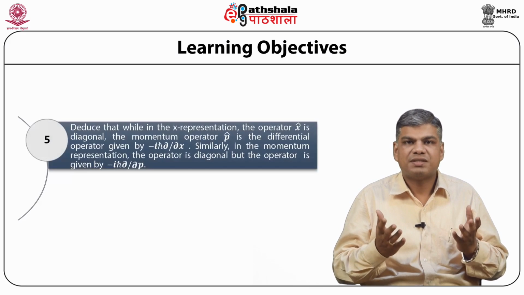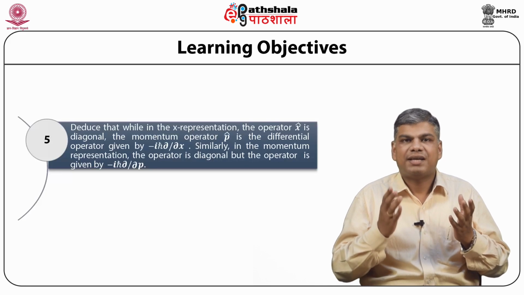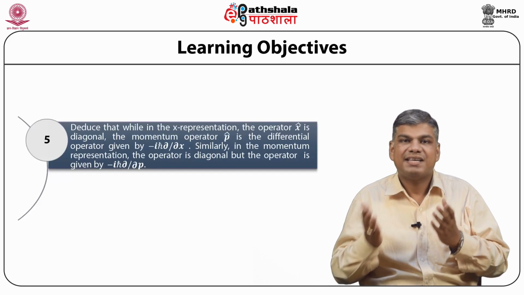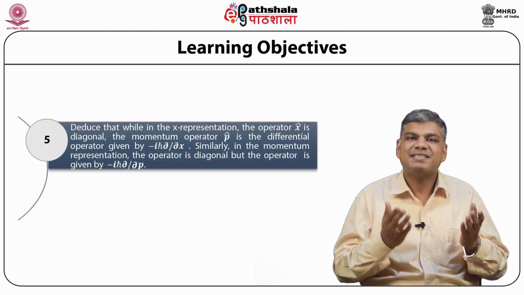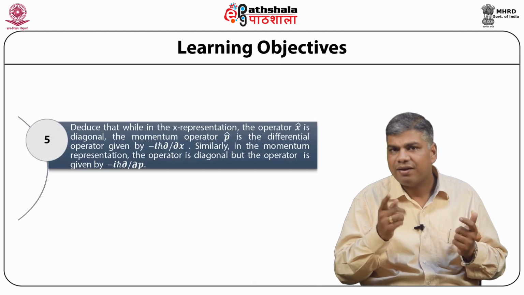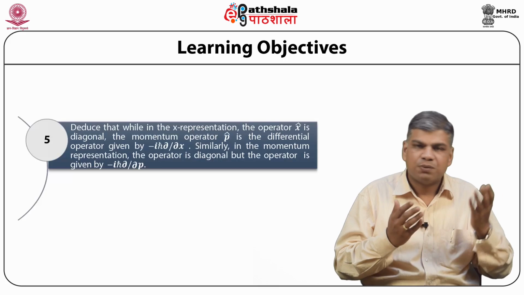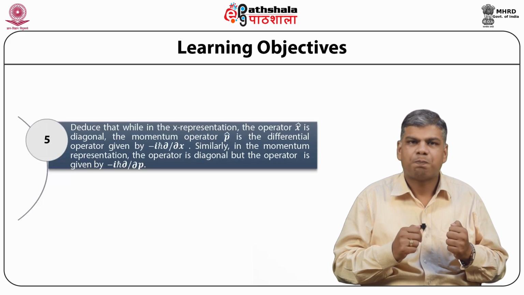Then we'll deduce that while in the x representation the operator x is diagonal, the momentum operator p is the differential operator given by minus i h cross del by del x, where h cross is equal to h by 2 pi and h is the Planck's constant.